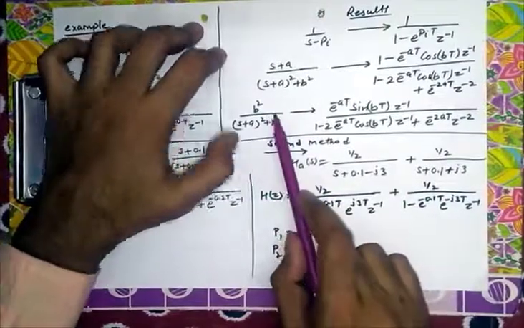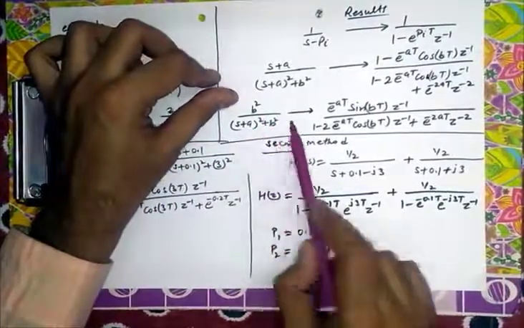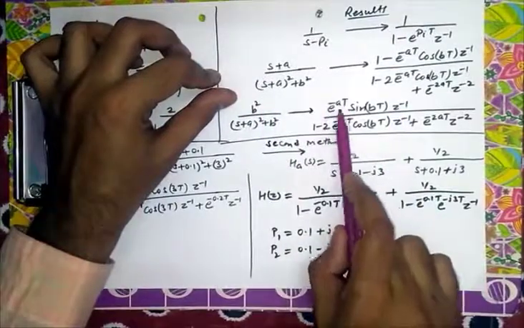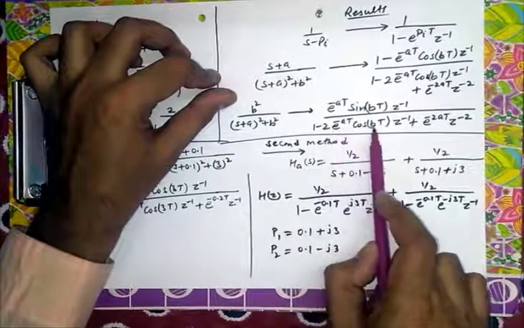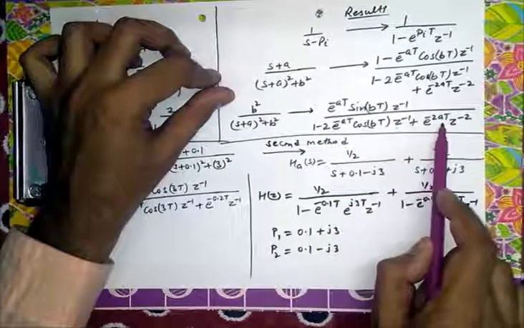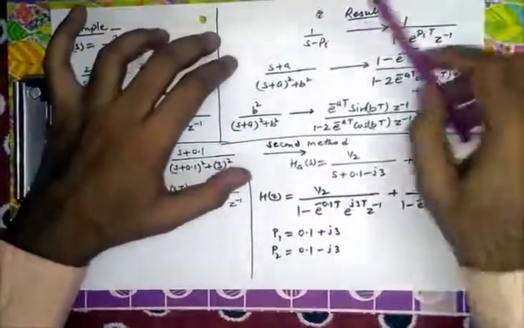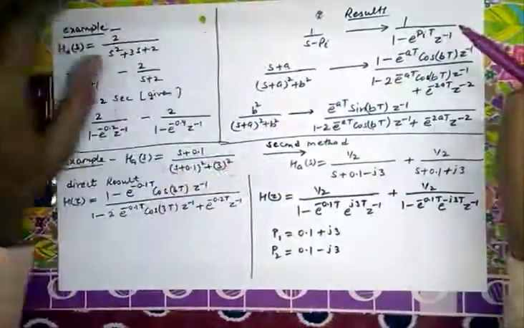Similarly, the second identity in the Laplace transform is b/((s + a)² + b²), and this identity transforms in the z domain as e^{-aT} sin(bT) z^{-1}/(1 − 2e^{-aT} cos(bT) z^{-1} + e^{-2aT} z^{-2}). These are the three identities which are used to transform an analog filter into a digital filter using the impulse invariance method.